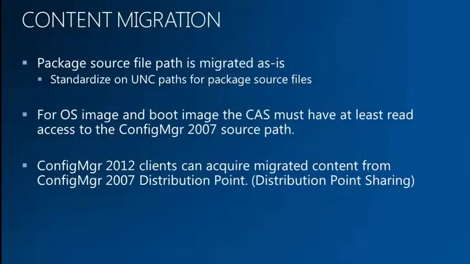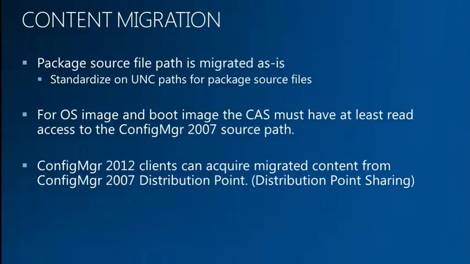Content migration. One of the key things that we recommend as a best practice, and I'll cover this at the end, is always use UNC paths for package source. Otherwise, if you're using local paths, you're going to have to go back and fix those up at a later time. So it's always a good practice, if you're not in the habit or you only do it every once in a while in 2007, to make sure you're using UNC paths.